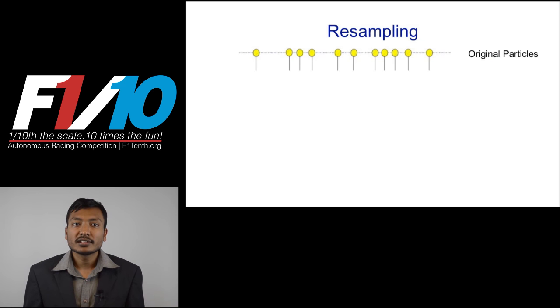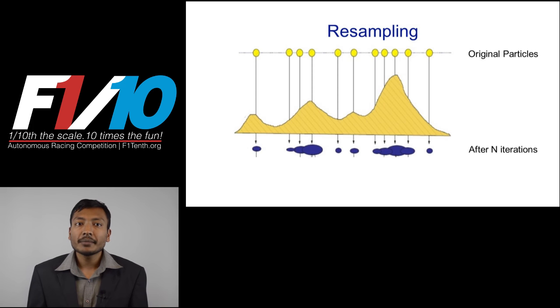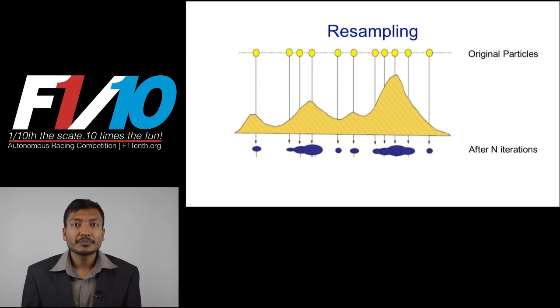Consider these yellow circles as the initial set of particles that we drew from our distribution. As they propagate over time, their weights change and few particles become very prominent over the others. The size of the blue particles denotes their weight. The larger the size, the larger the weight. When the size of these blue particles becomes very large, the particles have to be resampled.